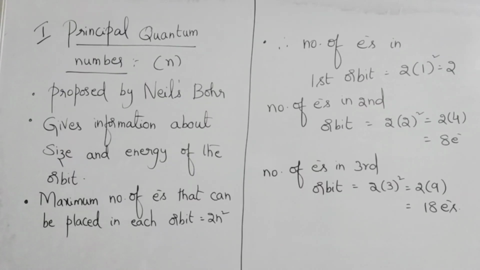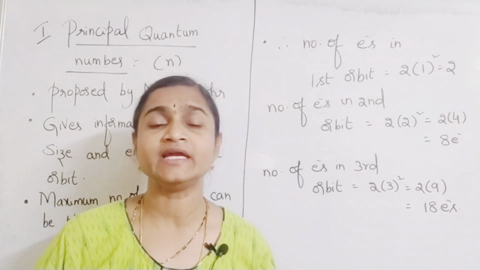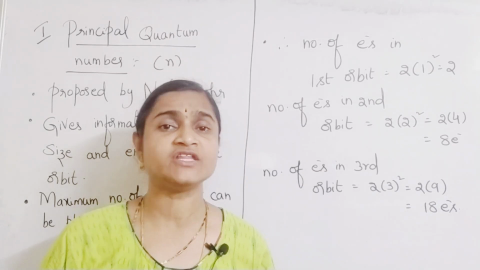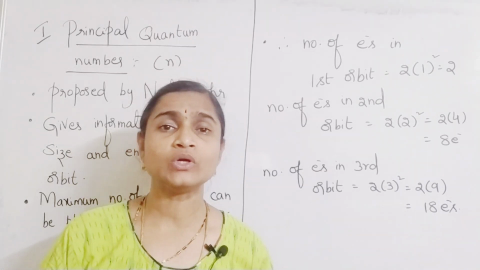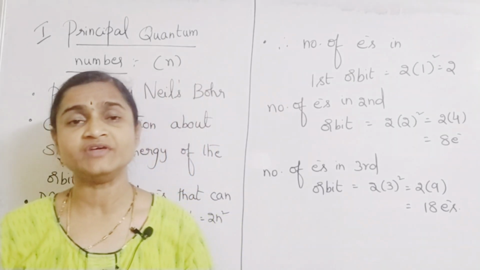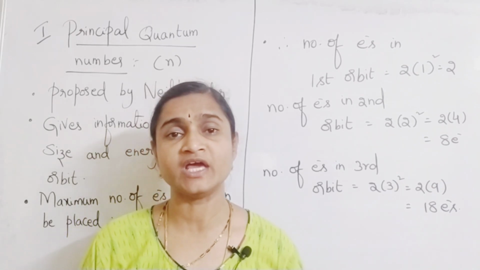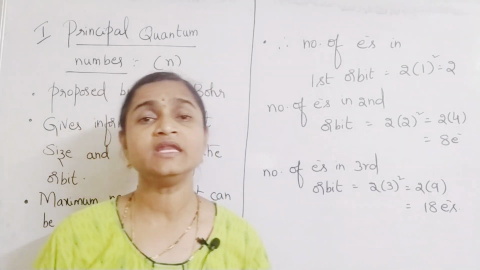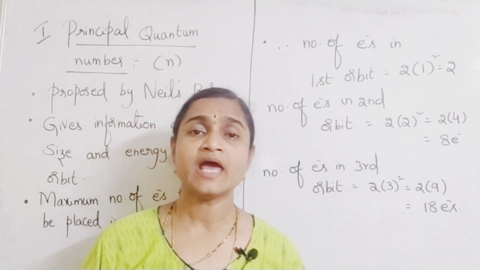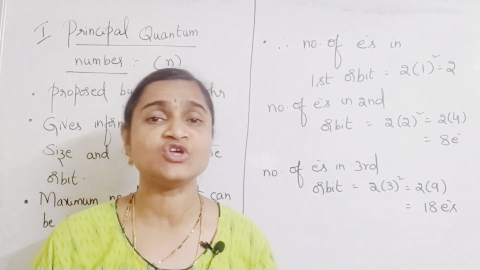So first one is the principal quantum number. This is proposed by Niels Bohr and it is denoted by the letter small n. It gives information about the size and energy of the orbit. Niels Bohr expressed the energy of the orbit and the size of the orbit. Already we have studied the radius of the orbit, which is given by the formula 0.529 into n square by Z in angstroms. So it gives information about the size of the orbit, and we also studied that it gives information about the energy of the orbit.